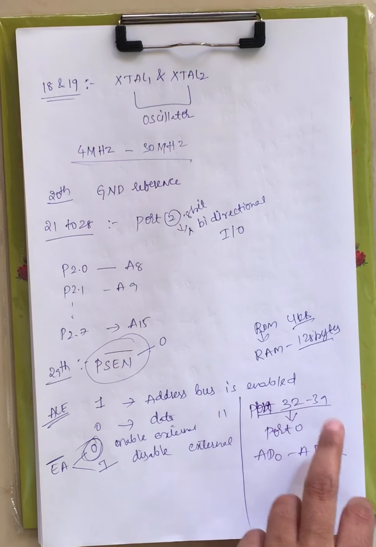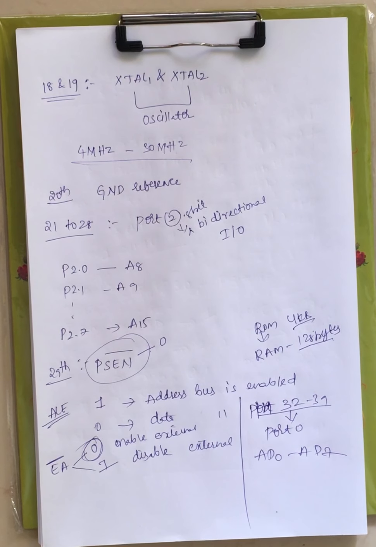Now pin number 32 to 39, which is allotted to port 0, is also an 8-bit bidirectional IO port. In addition to input-output function, the special function carried for this particular port is multiplexed address lines and data lines, that is AD0 to AD7. Now coming to the last pin, the 40th pin, that is VCC, right? Plus 5 volts of power supply is provided at this particular pin, right?